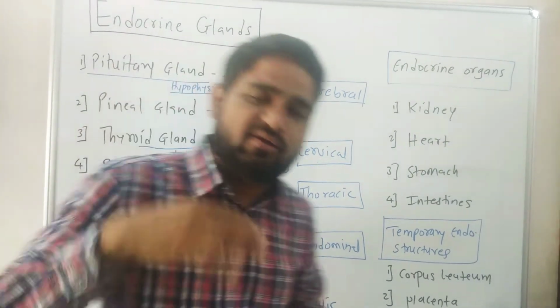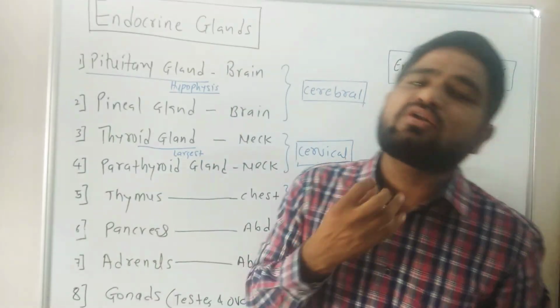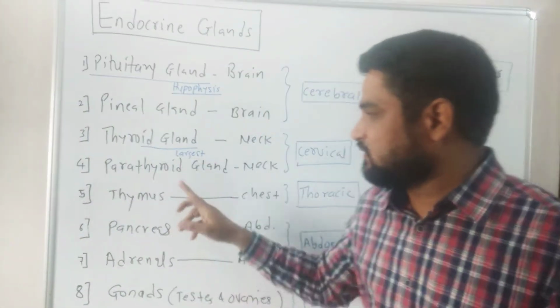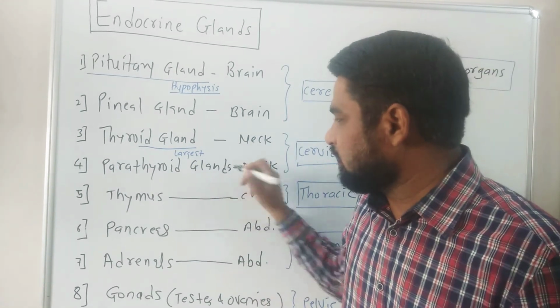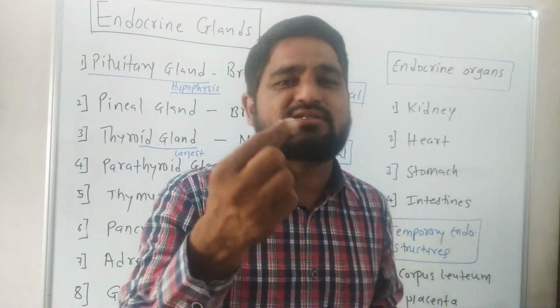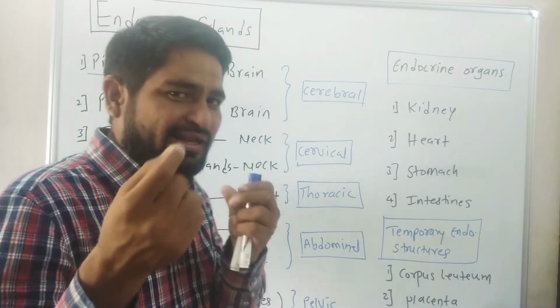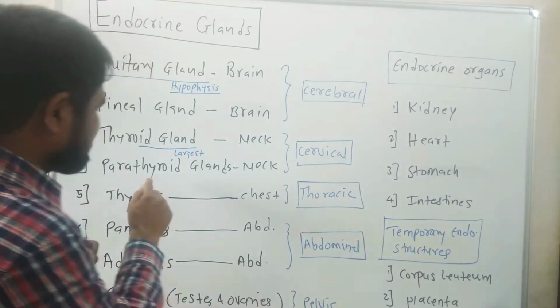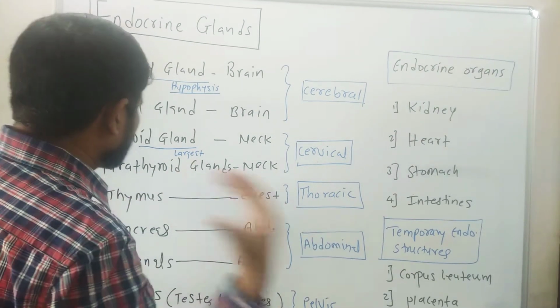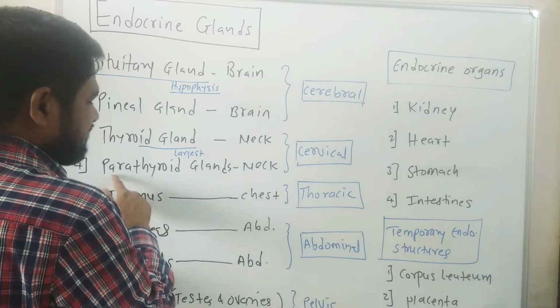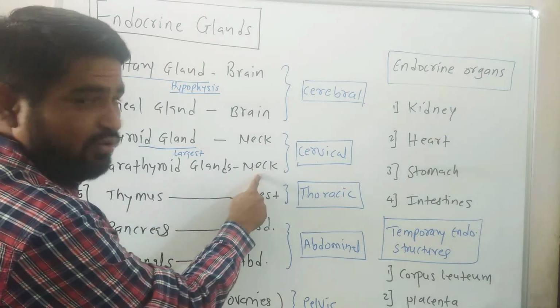Just behind the thyroid gland, there are 4 lobed glands present, and they are known as the parathyroid glands. They are very small glands, the size of a rice grain or a maize grain. They are very important, related to calcium metabolism, the calcium balance in the blood. So these are the parathyroid glands, which are located in the neck.